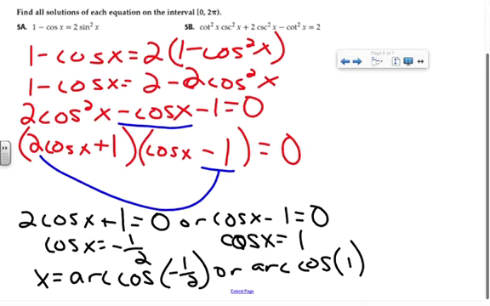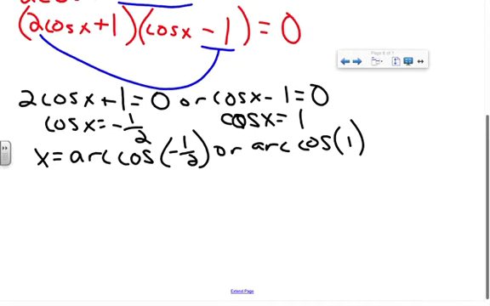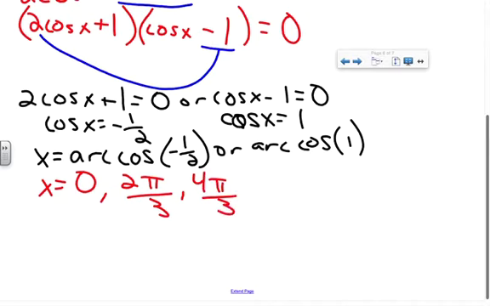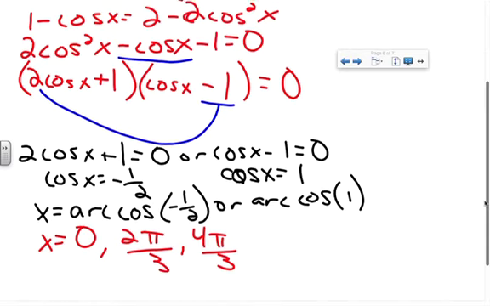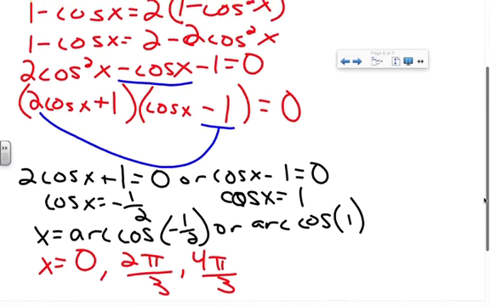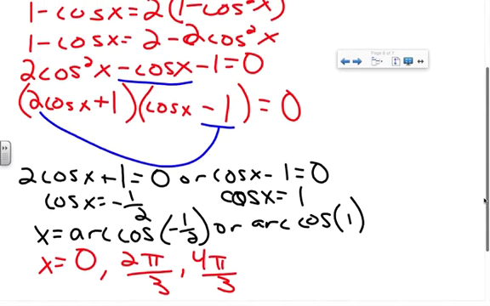That happens at x equals 0, at 2 pi over 3, and at 4 pi over 3. And so those are your solutions. You might want to take a moment to pause your video and write everything down, since I need this space in order to do part B.